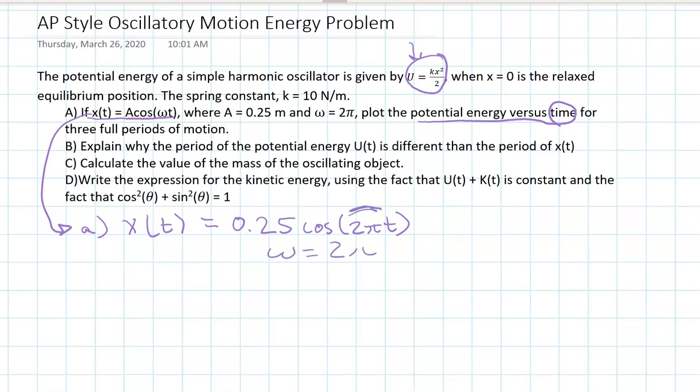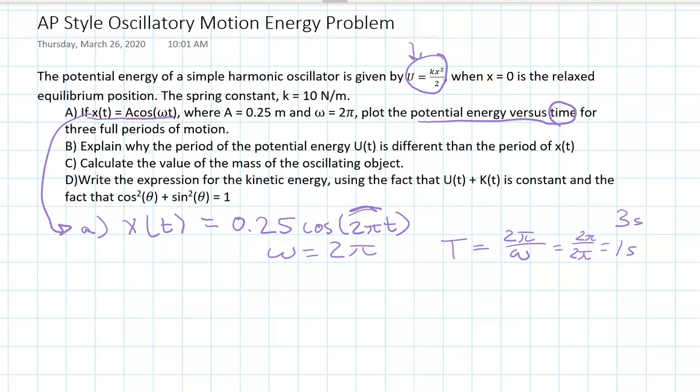Omega is equal to 2 pi. And we know that T is equal to 2 pi over omega, and that's just from our standard formula sheet. So if we plug in 2 pi for omega, we get that 1 period is equal to 1 second. So 3 periods would be equal to 3 seconds. So on the x-axis, we want to go out to 3 seconds.